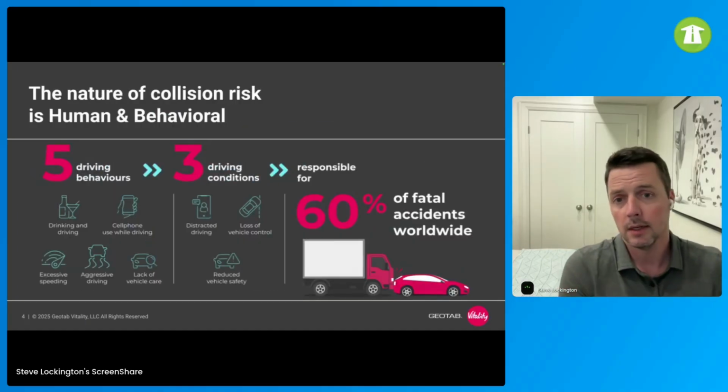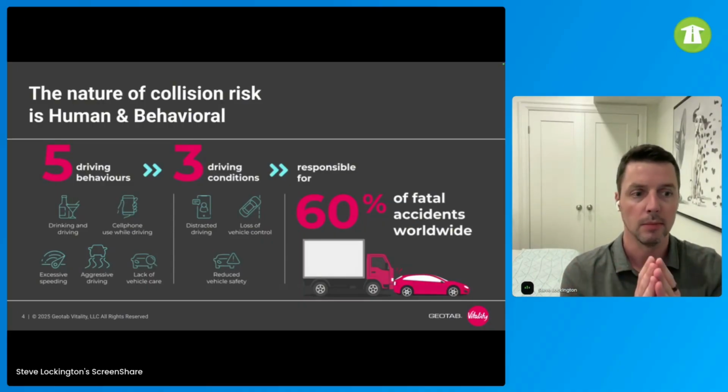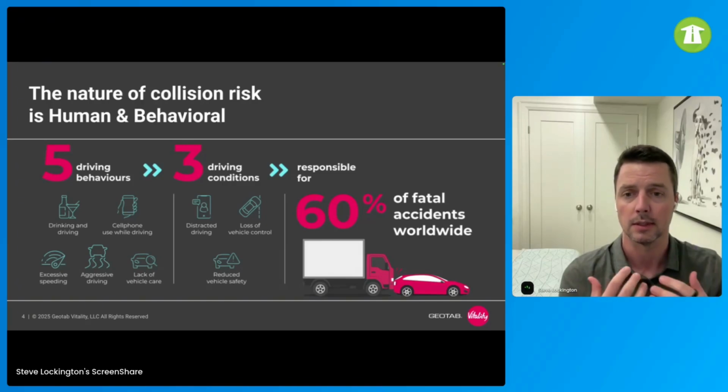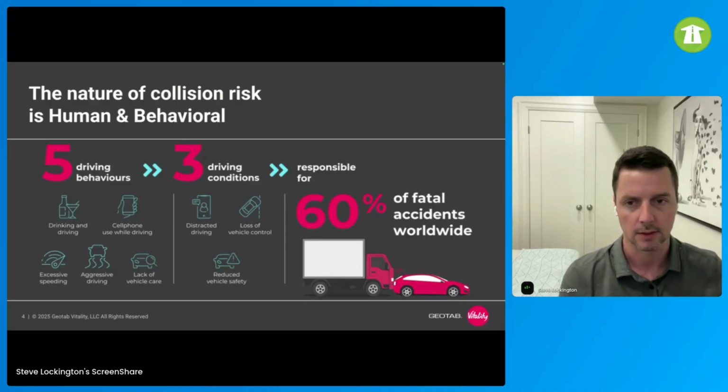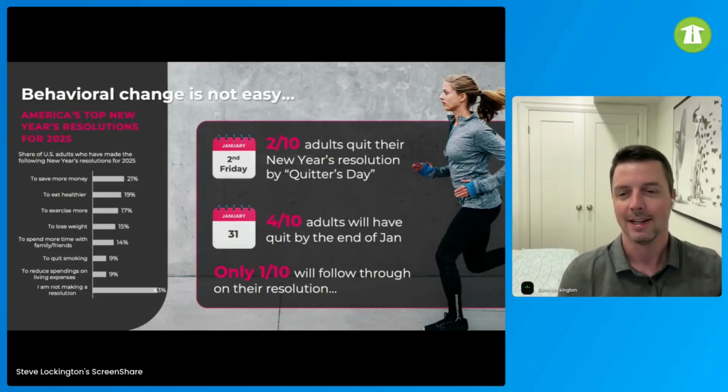And so as we continue to dig into that, what we learned is that collision risk is really a human and behavioral challenge. It's not the vehicle that's having an issue and causing a collision. In most cases, it's the person. It's the choices of the individual behind the wheel that create the risk. And human behavior is incredibly hard to change. We are not wired as a species to change our behavior. Especially the older we get.